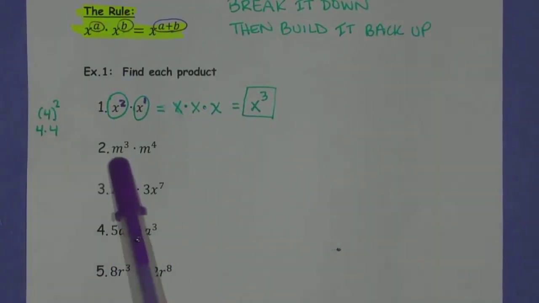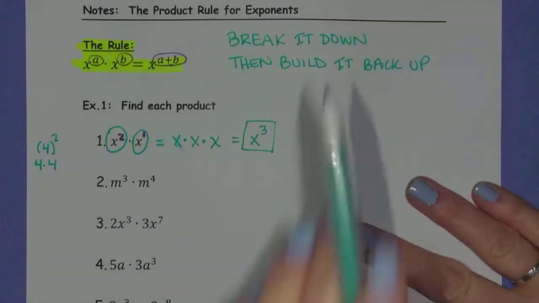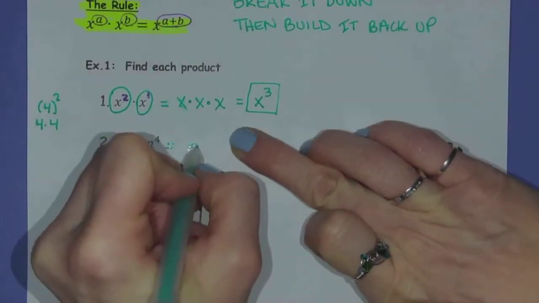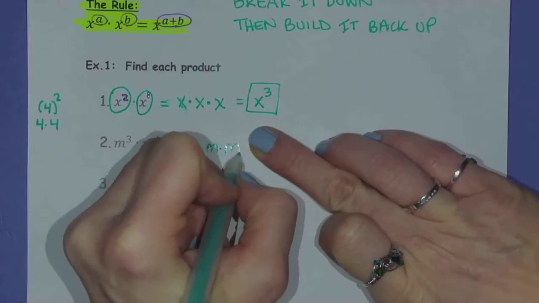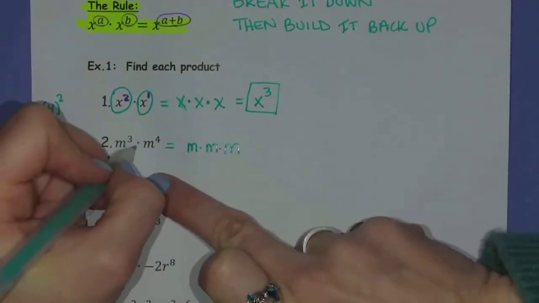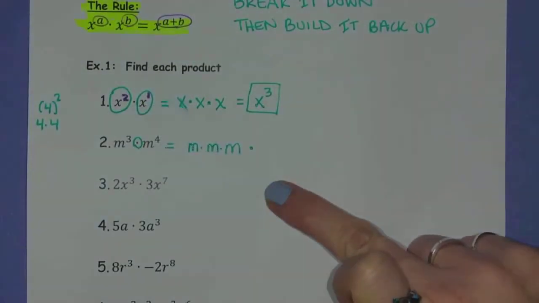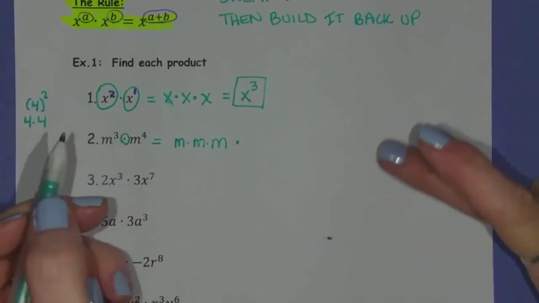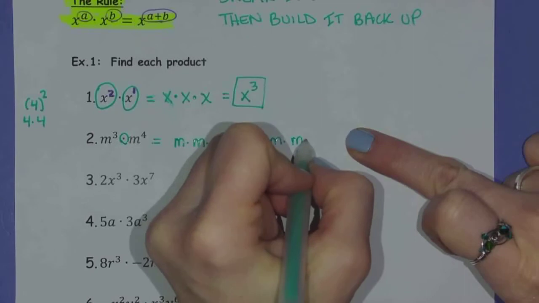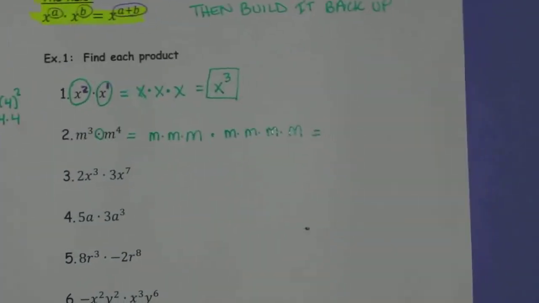We've got m to the third times m to the fourth. So I'm going to break it down first. m to the third means m times m times m. I'm going to multiply m by itself 3 times. Then I have this multiplication sign in between, which I'll write right there. And now m to the fourth means I've got 4 more. So 1, 2, 3, and 4. Now I'm ready to build it back up.